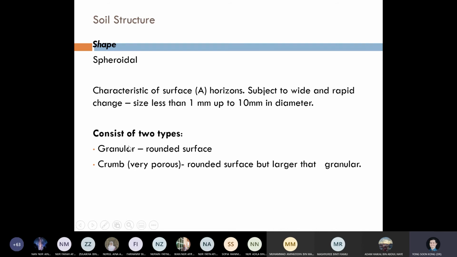Crumbly means you can hold a large aggregate, a large soil aggregate, and when you lightly press it, it is going to crumble and fall apart. So you can imagine soil, you press it lightly, it will crumble, it will break apart. So these are what we call crumbly. Sometimes we also call it friable soil. Also the same definition, same description. So those are the good ones, good soil structure.